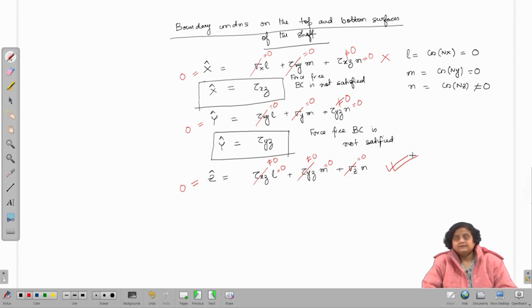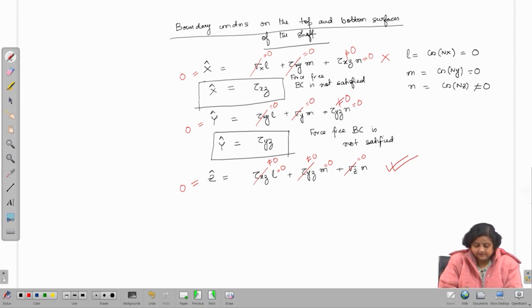How can we say that the stresses that we have assumed are satisfying the boundary conditions on the top and bottom surfaces? So, it is said that ideally or theoretically the torsion that is applied to the shaft should be applied in such a way. So, let me spend some time here and explain this.